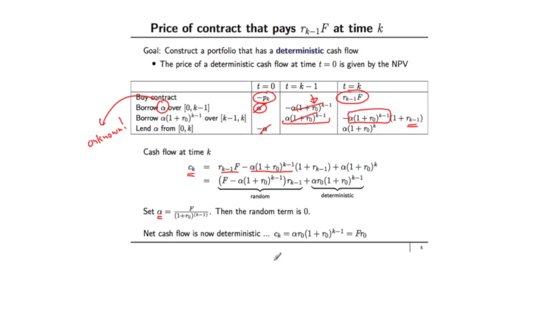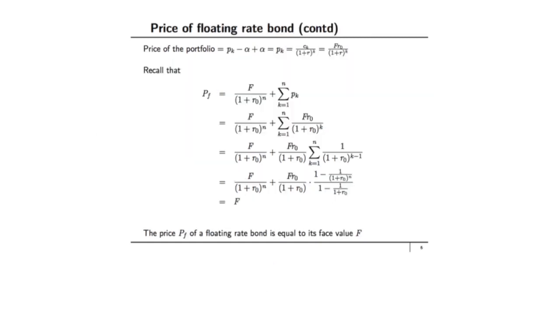What is the price pk now? The price of the portfolio is going to be just ck divided by 1 plus r0 to the power k, which is f r0 divided by 1 plus r0 to the power k. r0 refers to the fact that this is the interest rate at time t equal to 0.